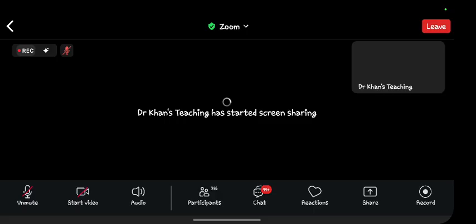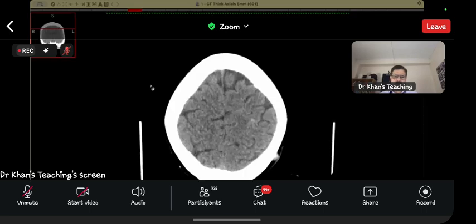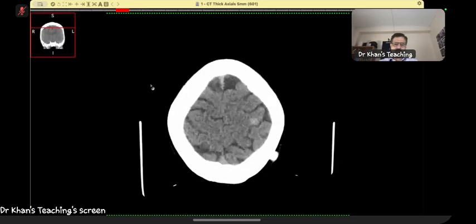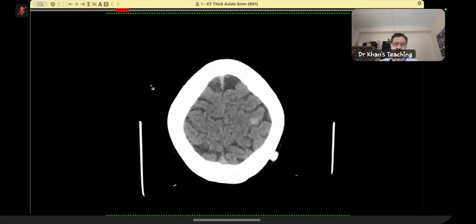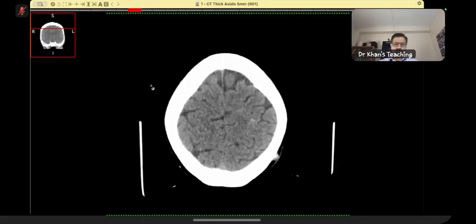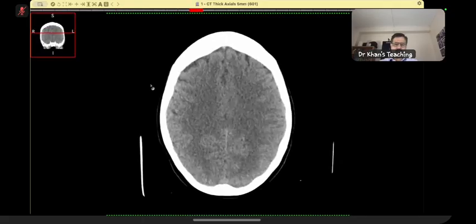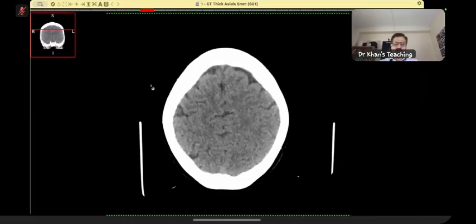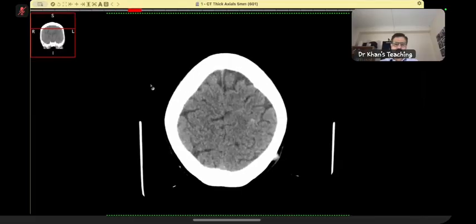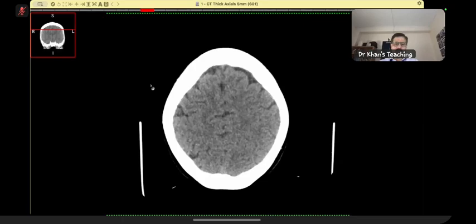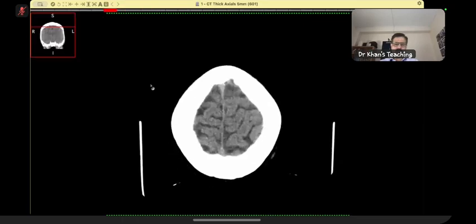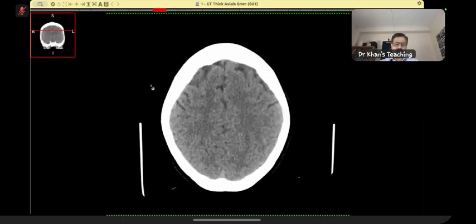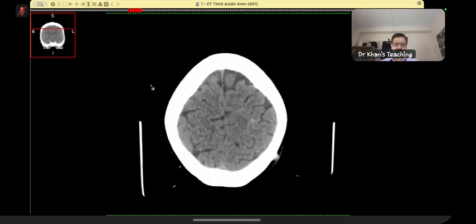So this case is a cavernoma. Now, it all depends how big the cavernoma is. On a CT scan, usually small cavernomas you won't even see them, and you won't even see small cavernomas on all sequences of MR. You will have to see it on a susceptibility weighted image.